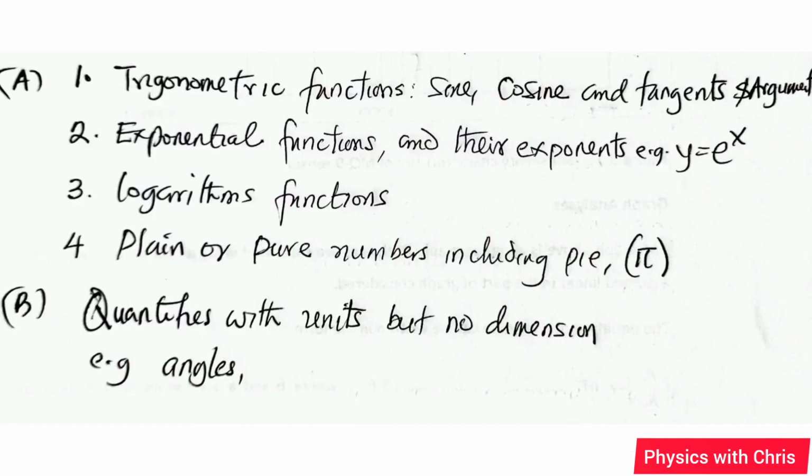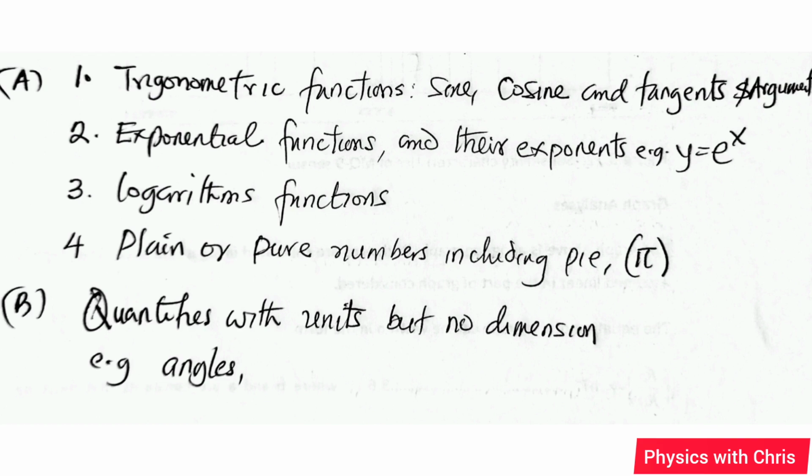We also have what we call dimensionless constants. Constants that are dimensionless: number one, all the trig functions, the sine function, the cosine function, the tangent function, and their arguments, that is the angles of these sine, cosine, and tangent, are all dimensionless. Exponential functions and their exponents, an example is y is equal to e to the power x. They are all dimensionless constants. How about the logarithm functions? The plain or pure numbers, including pi, they are all dimensionless constants. Then we also have quantities.